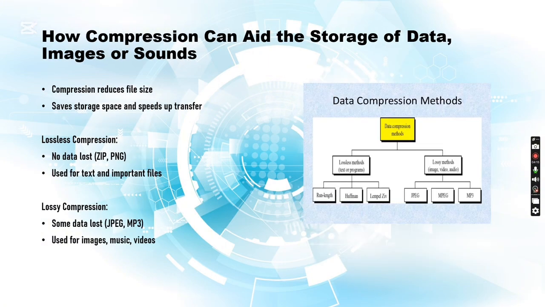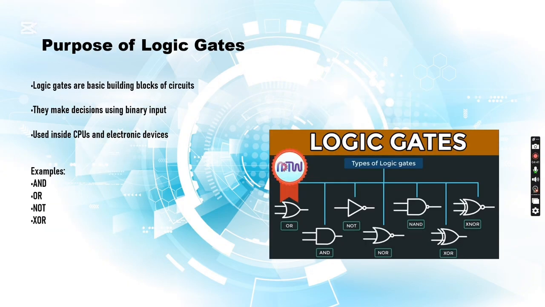How compression can aid the storage of data, images or sounds. Compression reduces file size, saves storage space and speeds up transfer. Lossless compression, no data lost, such as zip or PNG, is used for text and important files. Lossy compression, some data lost, such as JPEG or MP3, is used for music, images and videos.